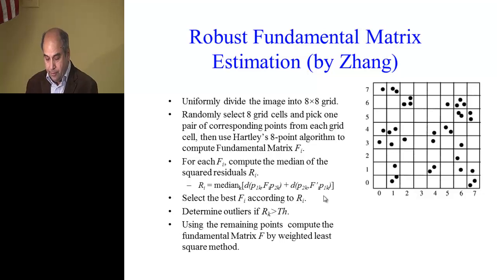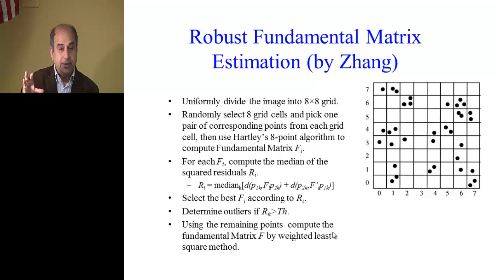Now, using this as the point, as the fundamental matrix, we will compute the fundamental matrix with the weighted least square fit, where we assign the weight which will be proportional to this weight, and using all the points. So that is basically the algorithm by Zhengyou Zhang, which is robust to outliers, and it tries to use all the points, not necessarily only 8 points.